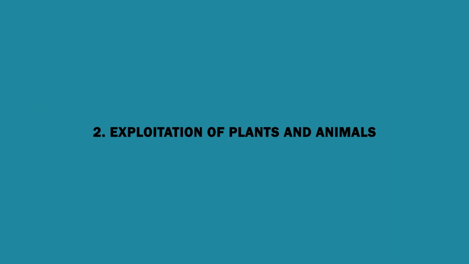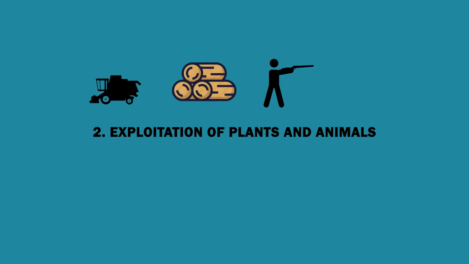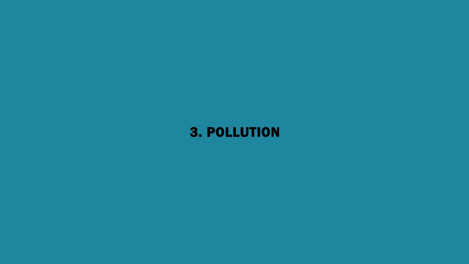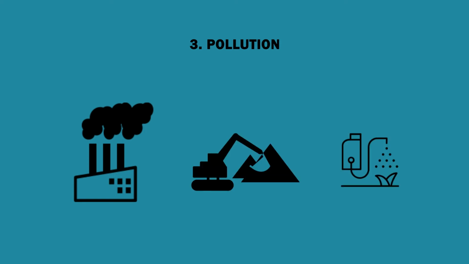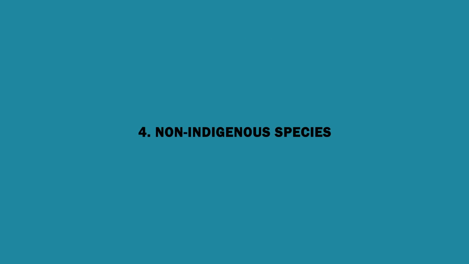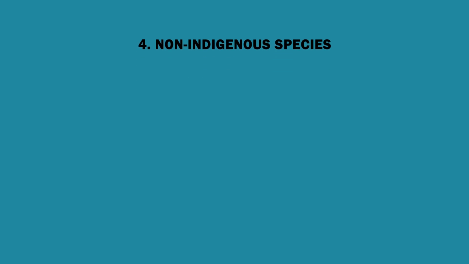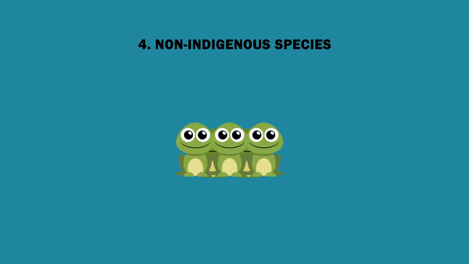A second powerful threat is the exploitation of plants and animals through harvesting, logging, hunting, and fishing. Third, pollution. Habitats are being destroyed by untreated waste, by pollutants from industrial, mining, and agricultural activities, and by oil spills and toxic dumping. Marine plastic pollution alone has increased tenfold since the 1980s. A fourth critical driver of biodiversity loss is the introduction of non-indigenous species that edge out native ones. This has increased by 40% globally over the same period.